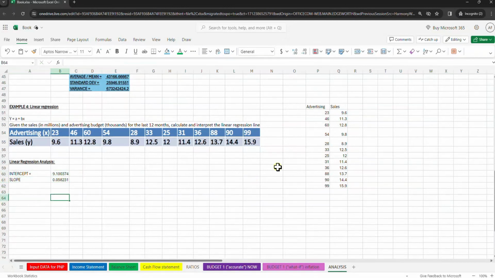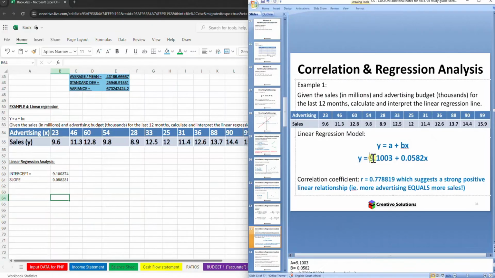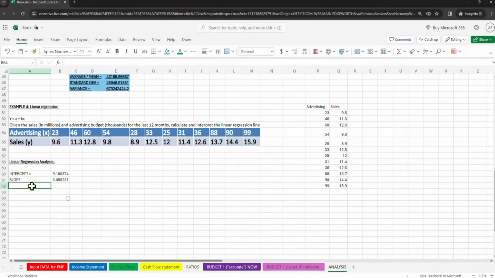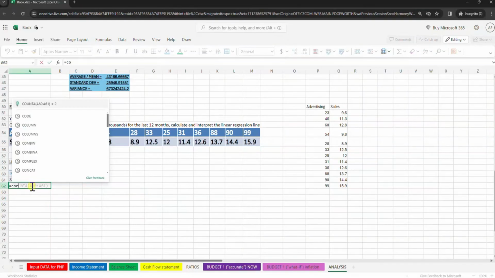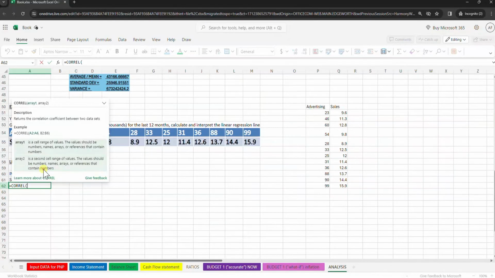If you go back to our slides, there's the y. Same y, same a, the intercept. And there's the b. So you can do this in Excel. The correlation coefficient, they should have that as well here. There, returns the correlation coefficient.